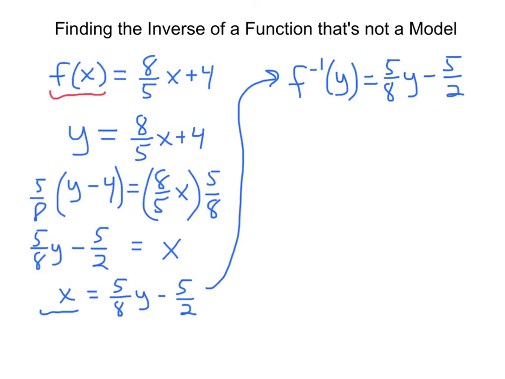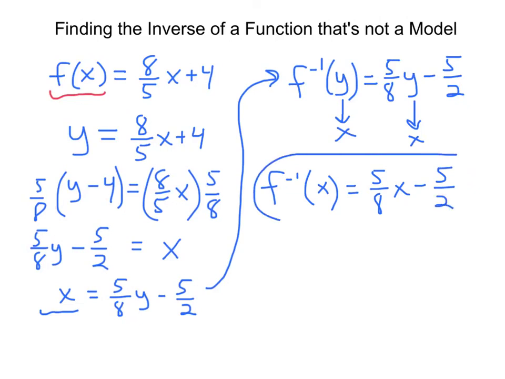And so far, that's pretty much the same exact process we used when finding the inverse of a model. The only difference here is when you're not working with a model, this variable that you're ending up with in the very end, you'll change to an x. So we usually would like this variable, instead of being a y, to be an x. So we'll change both these variables to an x. So we'll get f inverse of x equals 5/8 x minus 5/2. And that would be our answer.